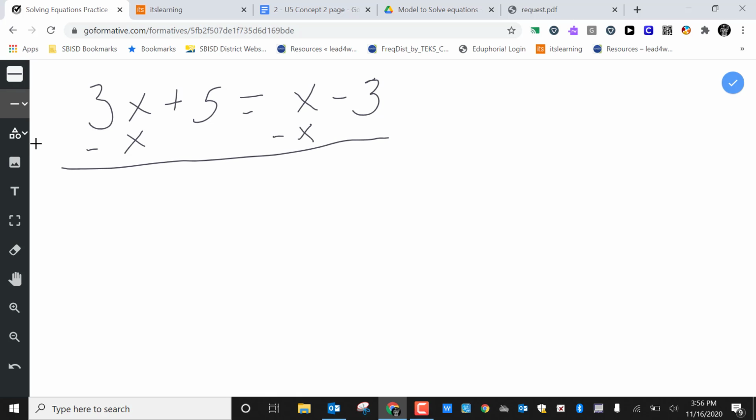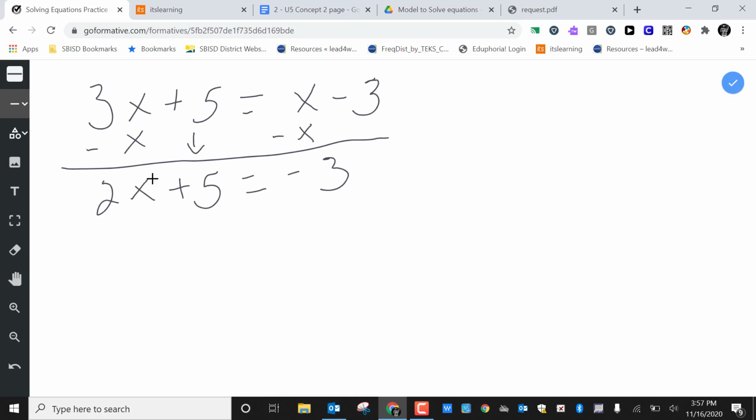Okay, now I'm going to simplify it. 3x minus x is 2x. Bring down my plus 5 equals x minus x is 0. And then bring down my negative 3. Okay, now the next step is to get all the constants on the other side.